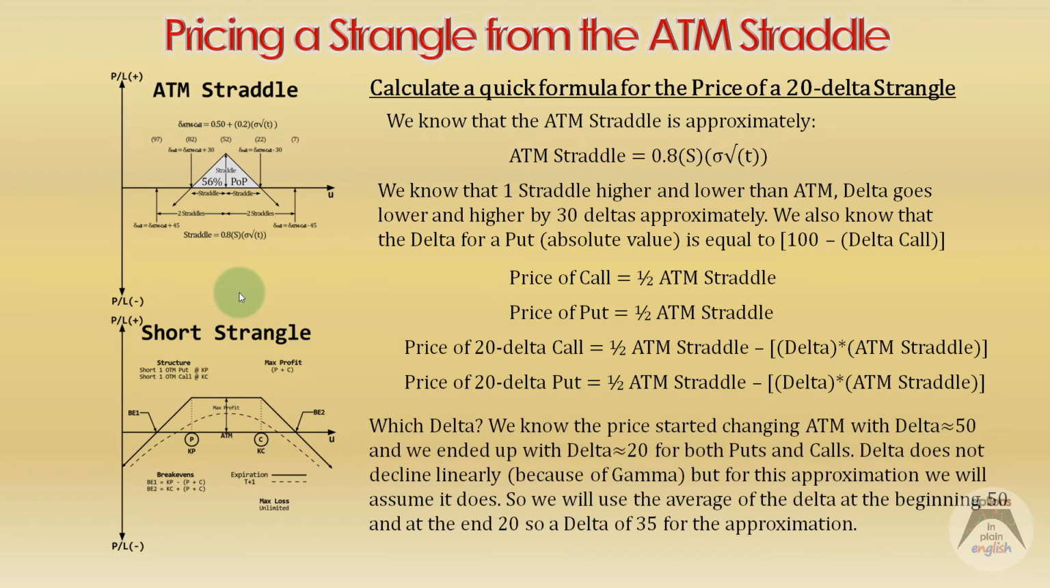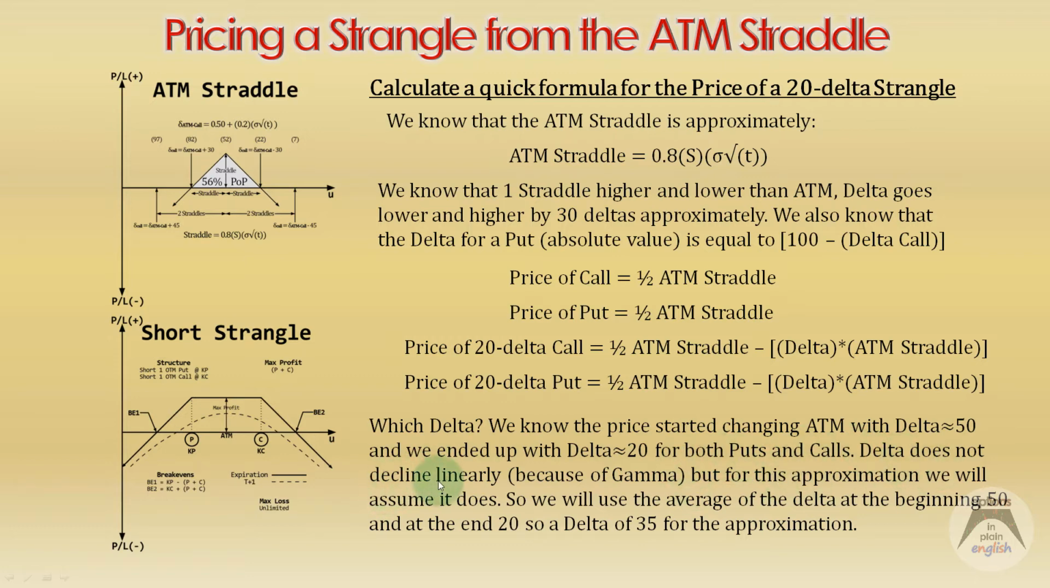Now, which delta are we going to use? When we start here, the call had 50 delta, or around 50, and when we finished calculating the value for this one, it ended up at 20 or around 20. So which delta are we going to use? We know that the price started changing at the money with delta approximately 50, and we ended up with delta approximately 20 for both puts and calls.